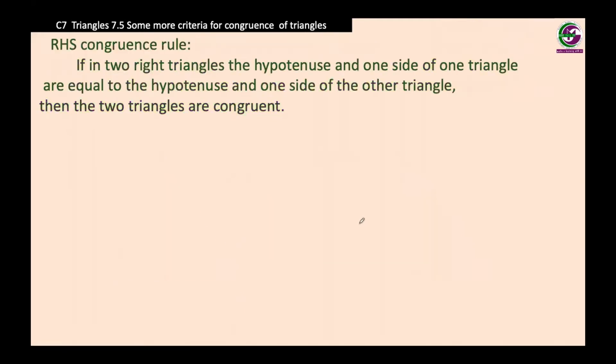And the last one, there is one more congruence rule, which is called the RHS congruence rule. This is also very easy, but the problem is it should be in a right triangle. R stands for right angle, so this should be in a triangle with one angle 90 degrees. So in a right triangle, if the hypotenuse and one of the sides are equal, then the triangles are congruent. If in two right triangles, the hypotenuse and one side, we need H and S, of one triangle are equal to the hypotenuse and one side of the other triangle, then they are congruent.